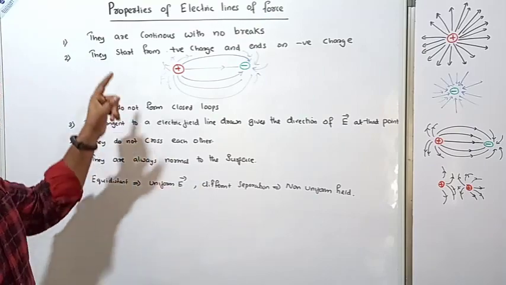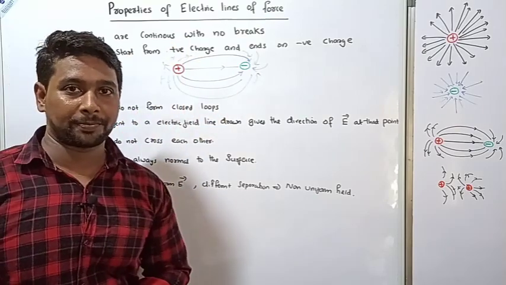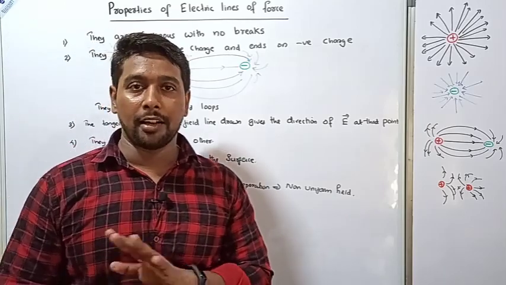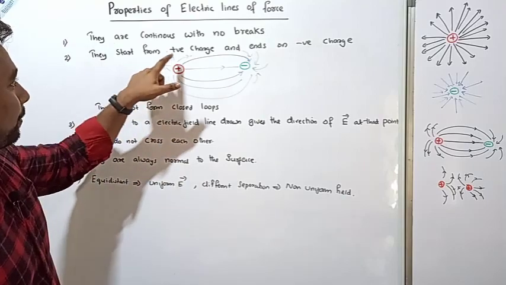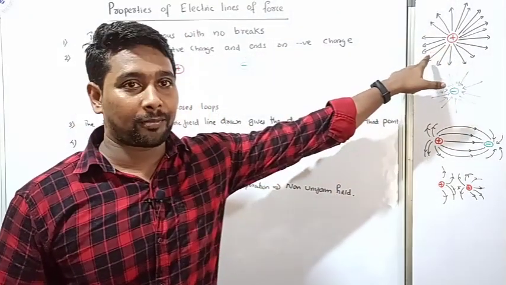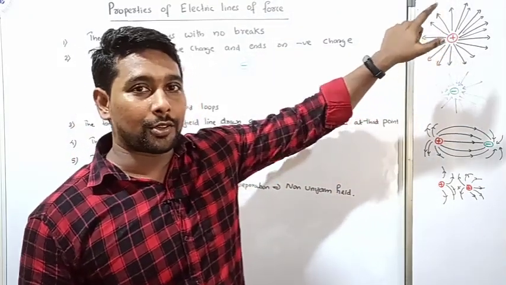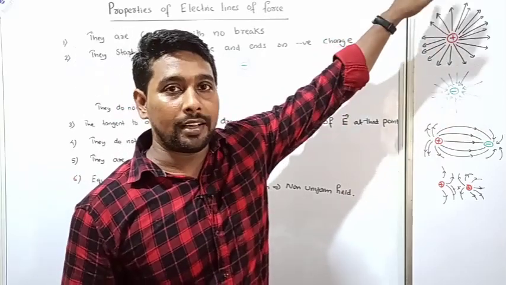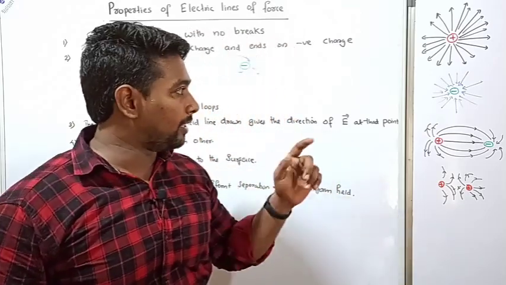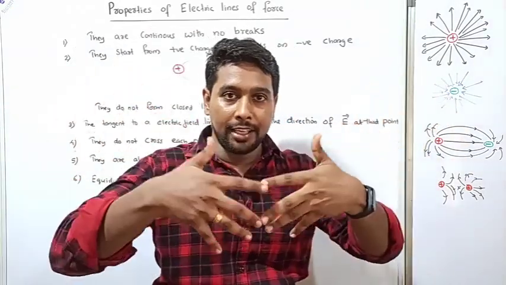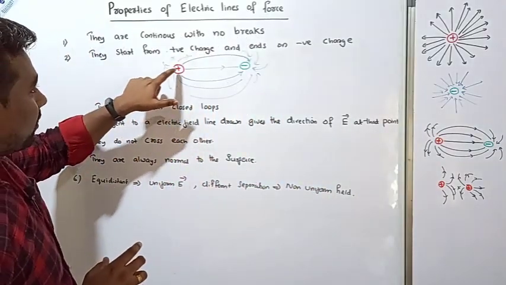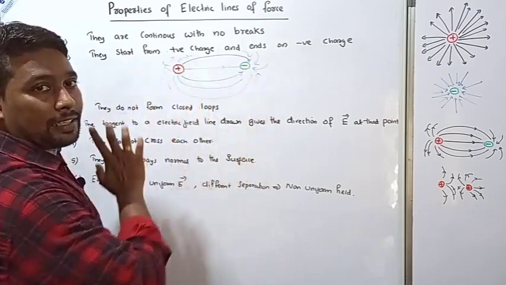The first property is they are continuous with no breaks. These electric field lines are always continuous and don't break. Second, they start from the positive charge and end on the negative charges. Let's consider the positive charges. For positive charges, we always draw the electric field lines in the outward direction. And in case of negative charges, we draw the electric field lines inwards. So they always start from the positive charge and end up on the negative charge.